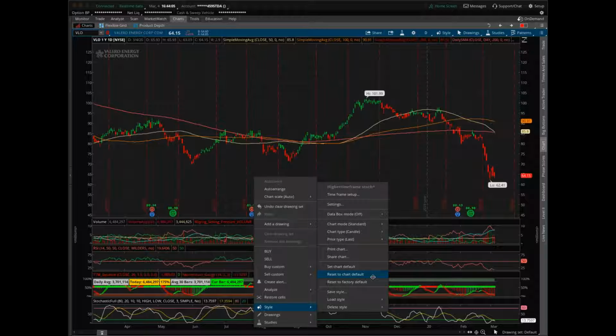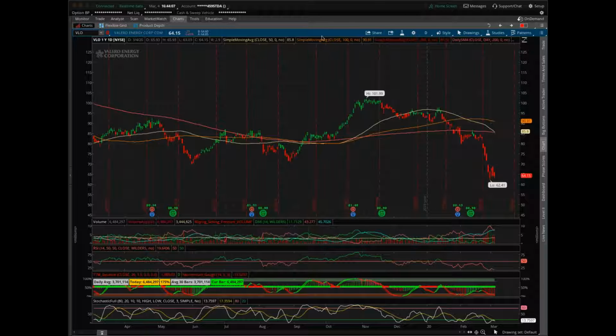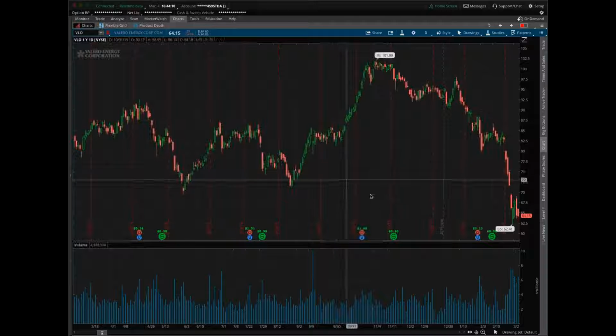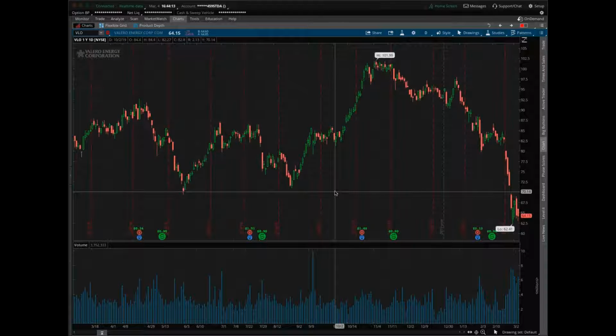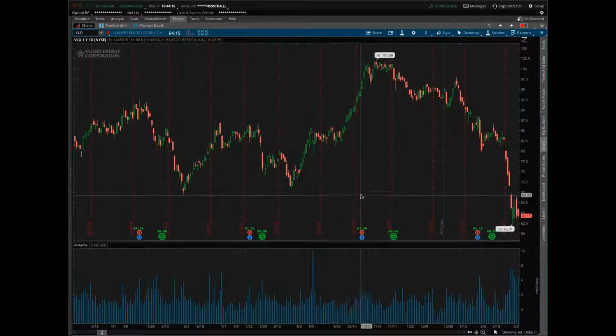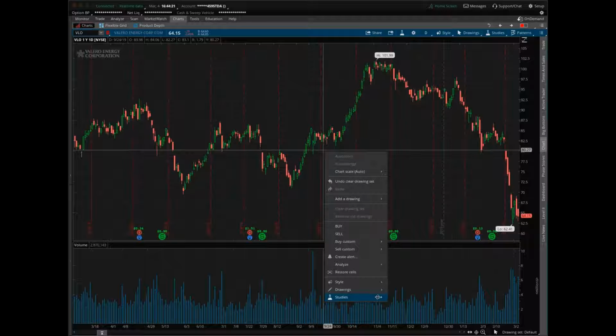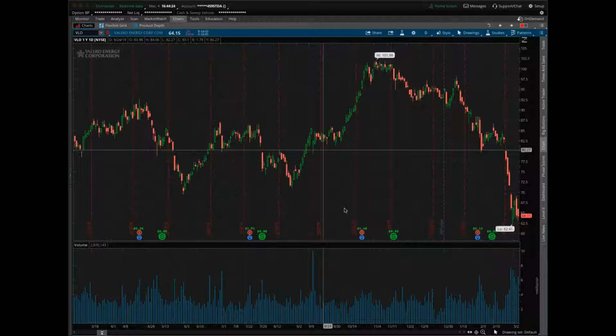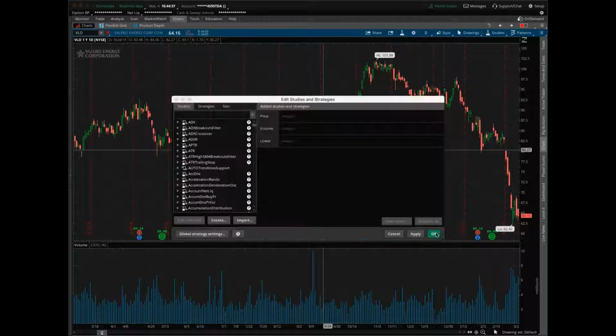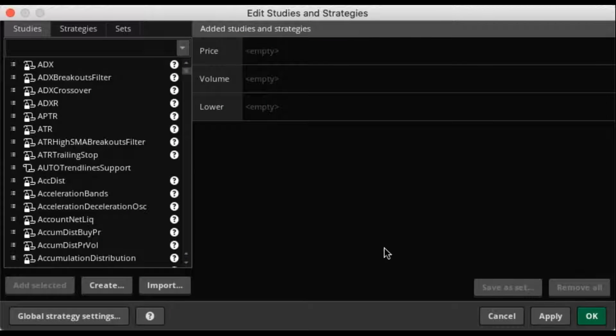Okay. Let's see here. So reset to factory default. This is your screen factory default. This is what it looks like. So the first thing that we're going to do is we go to studies, go to edit studies, and a little box pops up that looks like this. Edit studies.